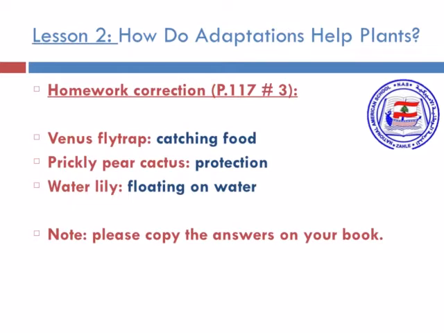On page 117, number 3. The question was to indicate for each of the following examples how their adaptations help them stay alive. For the Venus flytrap, its adaptations help it catch food. For the cactus, it has spines that protect it from predators, and for the water lily, it has big leaves that help it float on top of water. Please, I need you to copy the answers in your books.